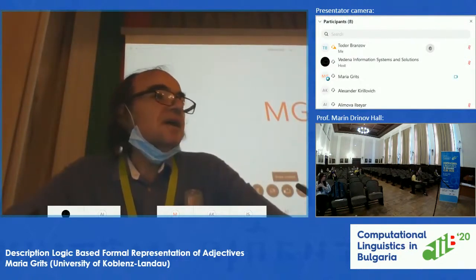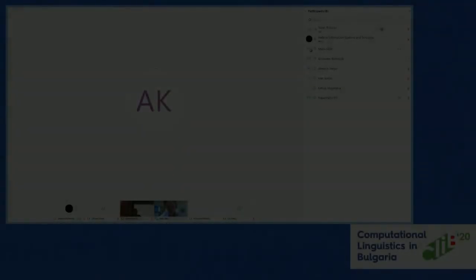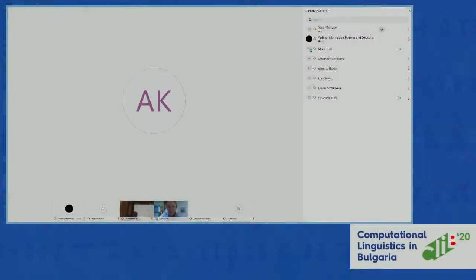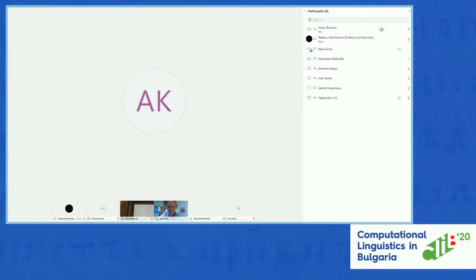Questions? It is very good that there is a system that formalizes adjective semantics by the formalism of description logic. And my question is: is there any ontology or lexicon that implements the system you described, or is there no implementation and only a system of rules?